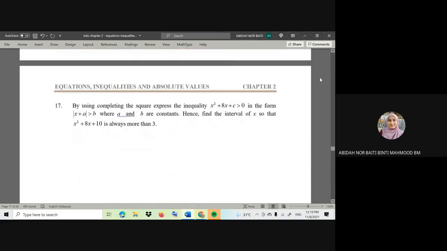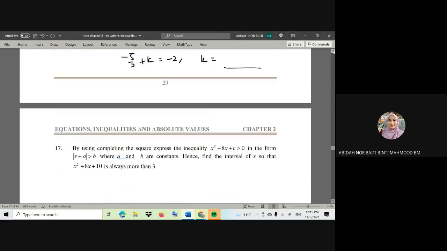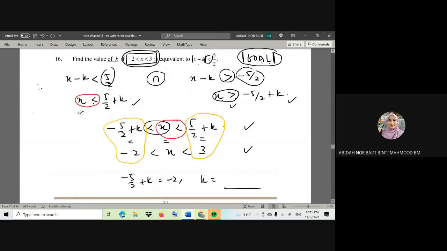Okay, for number 16, any problem with number 16 tadi? Tak ada, madam.